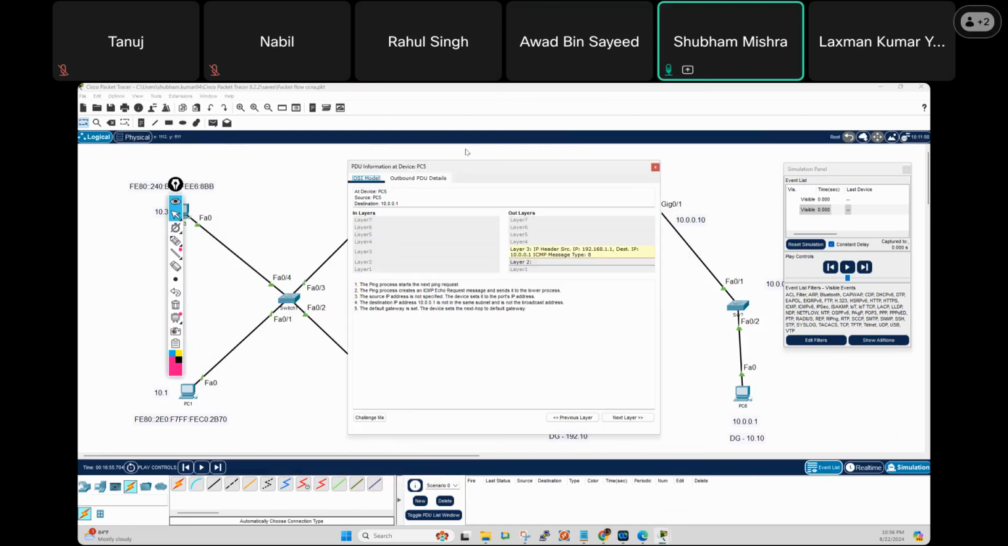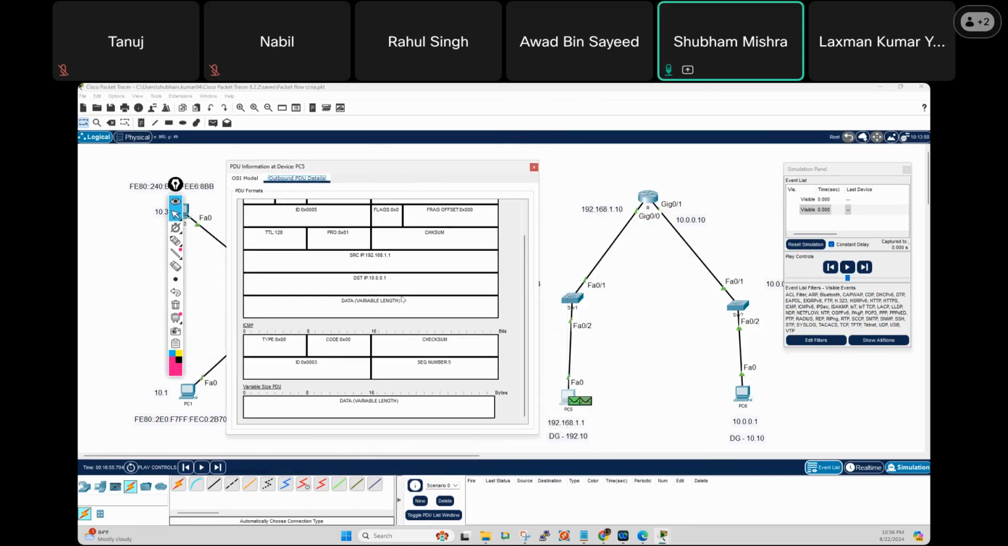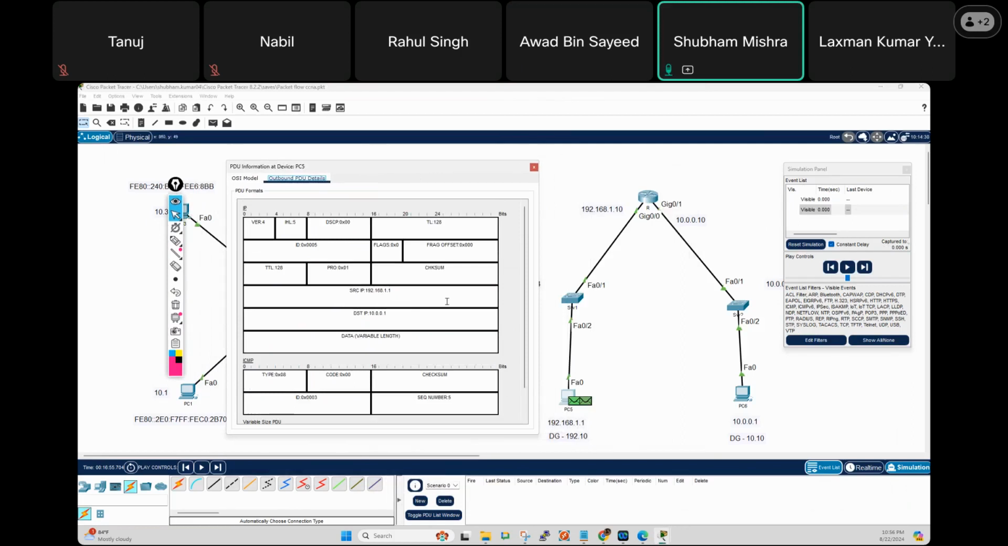I am opening this one. See, what is this? The ICMP header is there? Yes or no? Everyone, tell me. Yes, right? So what is the version? Version is 4. It means this is IPv4. This is the TTL value. Okay? This is the checksum. What is the source IP address?